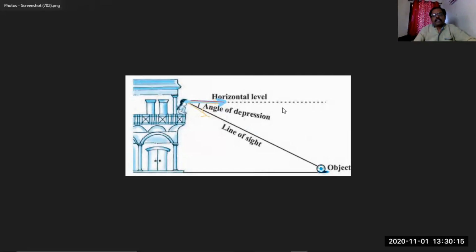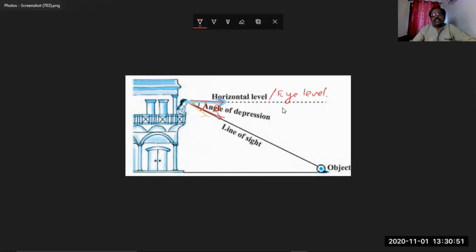This one is eye level, this one is a line of sight. So the angle made by this horizontal line with the line of sight is nothing but the angle of depression. If you denote it by theta, we can say that theta is the angle of depression. This angle will take place when an observer looks downward, right? That type of angle is made by that horizontal level or eye level. This horizontal level is also known as eye level, right?